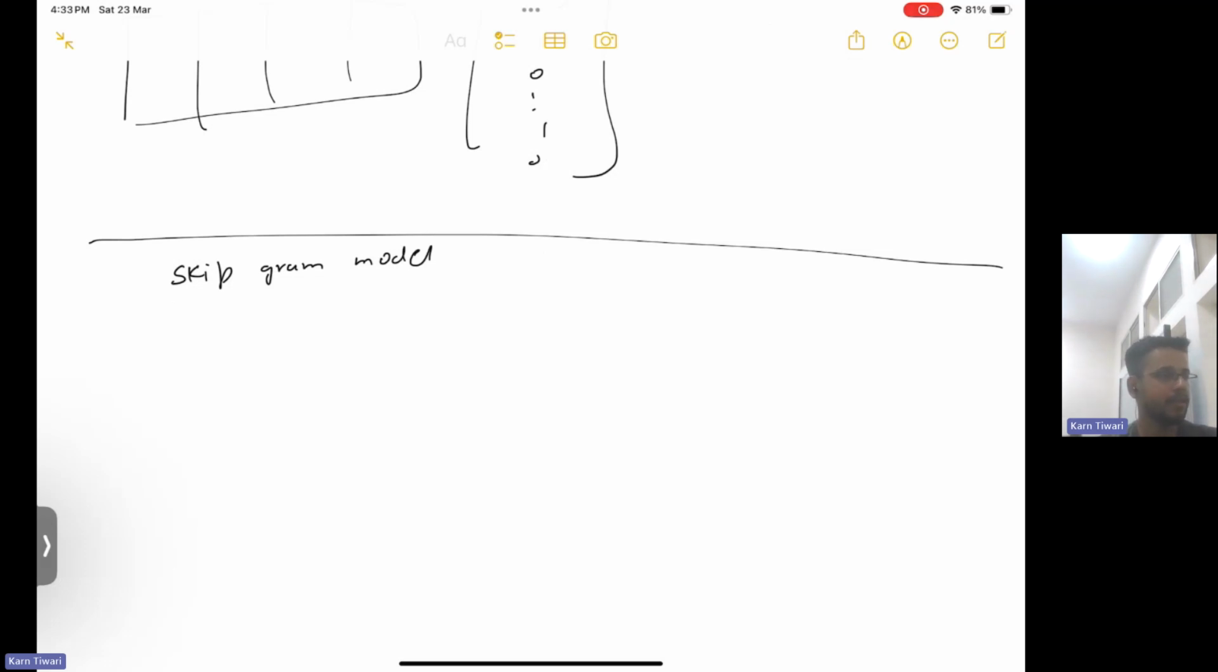The softmax function at the output is the expensive part. The solution is three approaches: negative sampling, noise contrastive estimation, and hierarchical softmax. We'll look at these three solutions, and after that we'll solve the assignment problems.